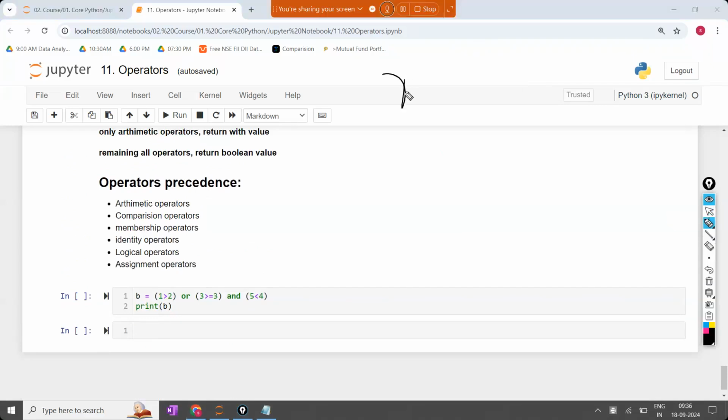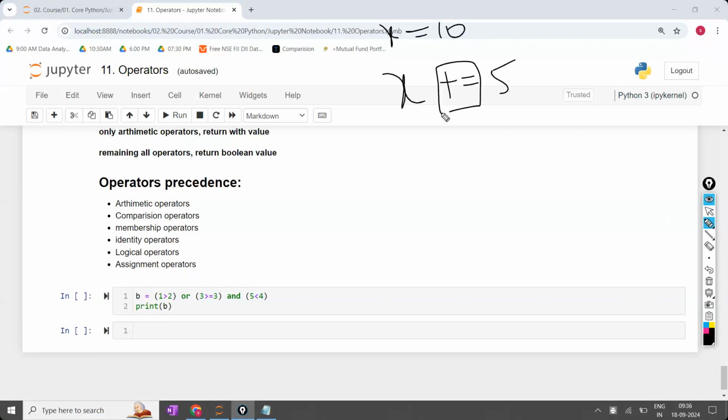So now if you observe here, x is equal to 10, x plus equal to 5. What are the two operators here? One is the plus operator, one is the equal to operator. The equal to operator, what I told you, is assignment, and plus is arithmetic. Two different types of operators are there. When you have two different types of operators, which order is given top priority? First arithmetic, followed by comparison, followed by membership, followed by identity, followed by logical, followed by assignment.